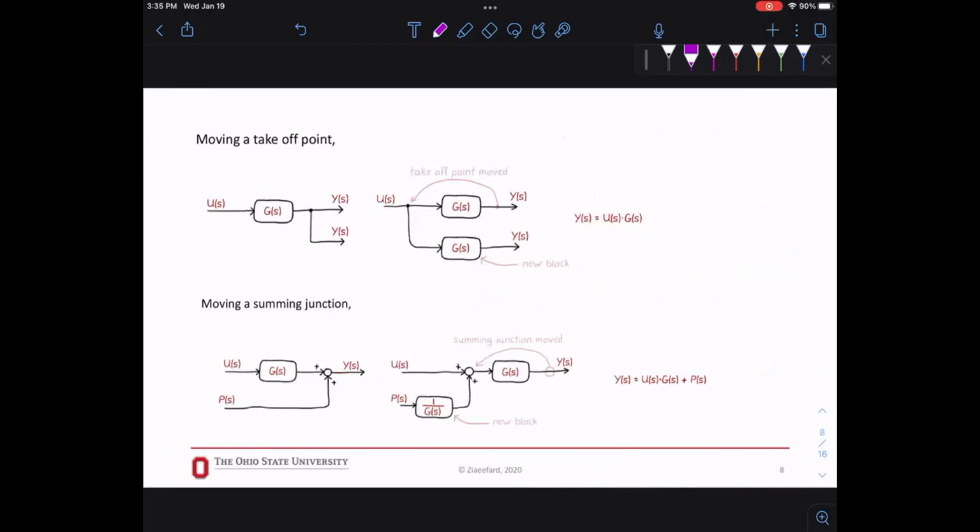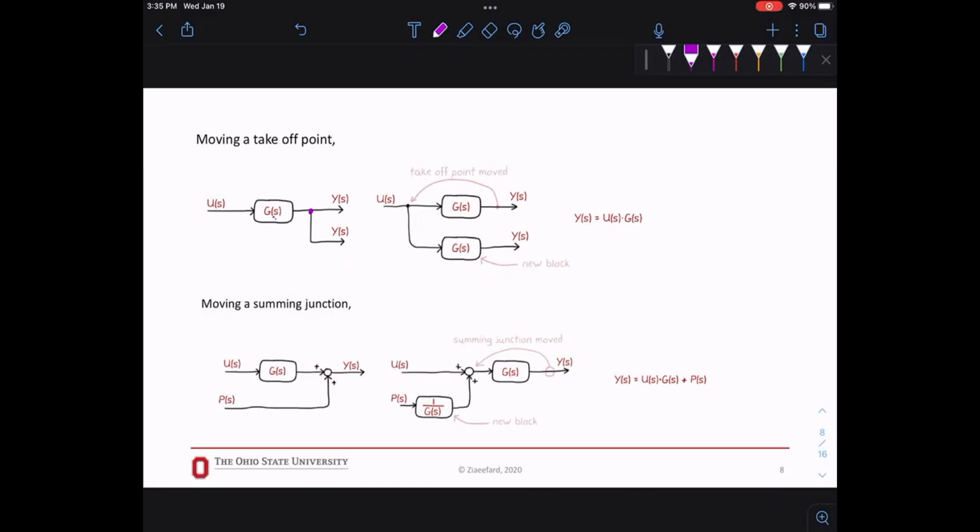Now, do you remember we had takeoff points and summation points? These two are a little bit more challenging when you're dealing with them. You just have to remember that if you have a takeoff point, you usually want to move it around so you can combine your blocks. You basically want to make everything look either in series, parallel, or, as you'll see, a feedback loop. So if you want to move a takeoff point that is on the right side to the left side, you add the value of this block to this signal, right?